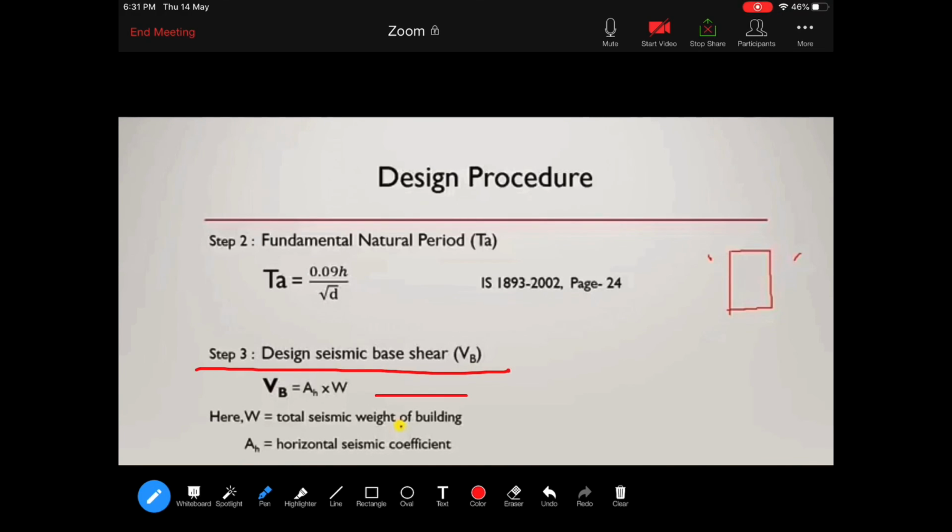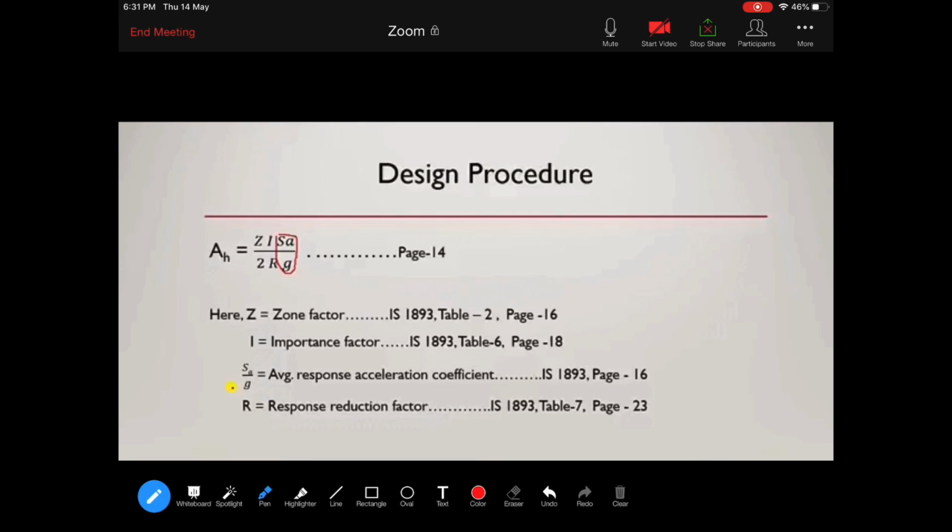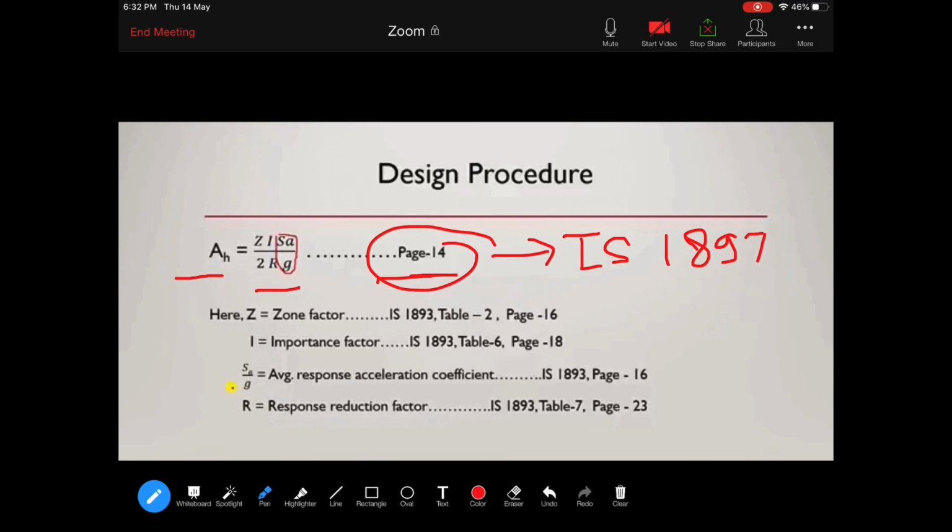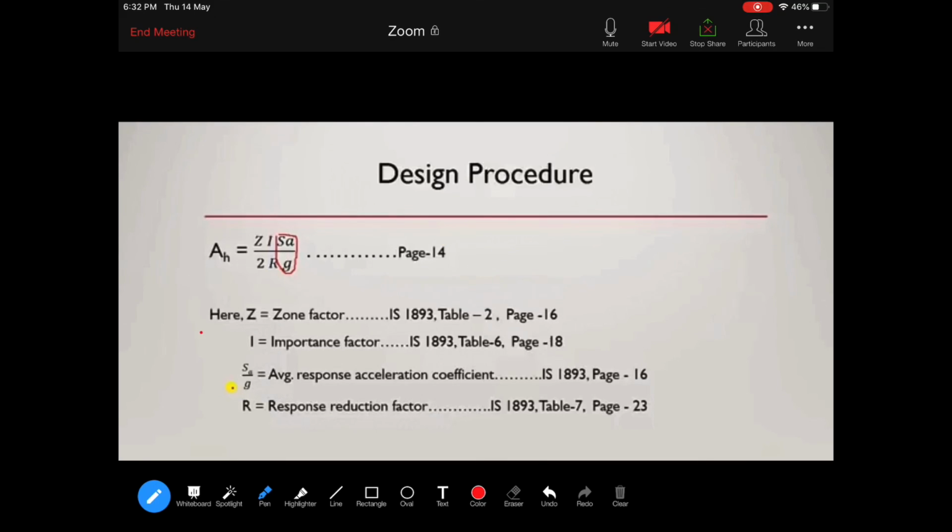Step number 3 is design seismic base shear, also given in IS 1893 2002. What is the formula? VB equals AH into W. What is AH and what is W? W is the total seismic load and AH is the horizontal seismic coefficient. Next one is AH. How to find out AH? This is also given in IS 1893 2002. The formula is Z I SA upon G, divided by 2R. What is Z? That is zone factor.